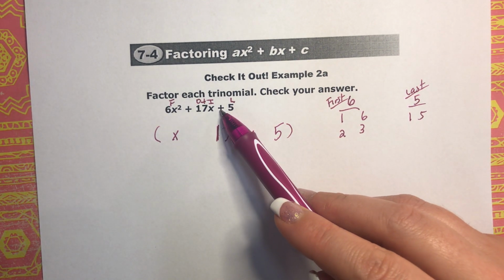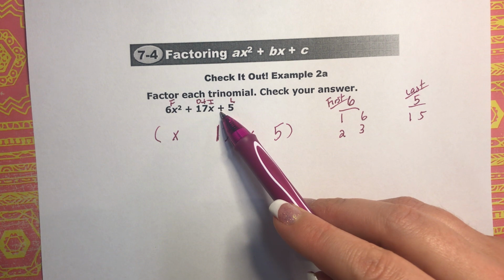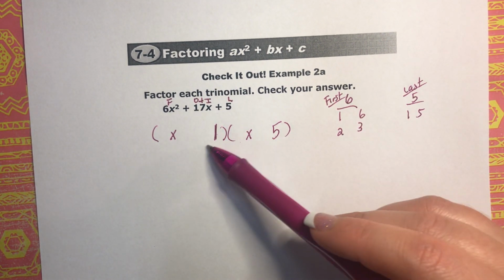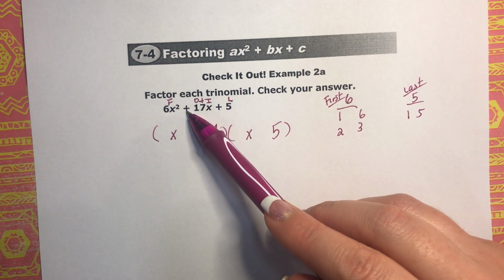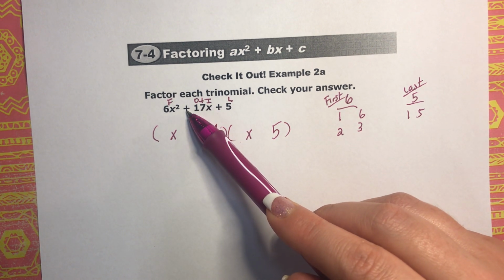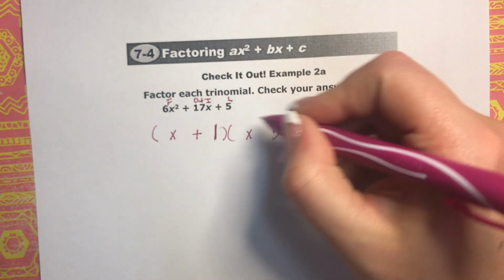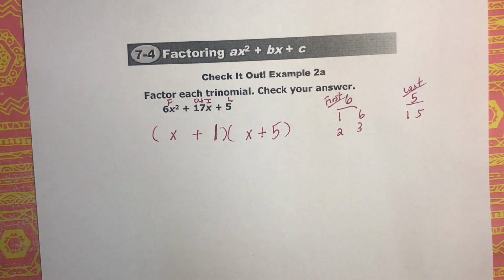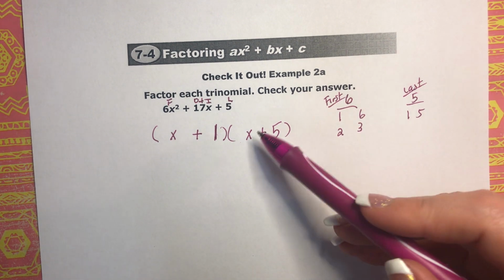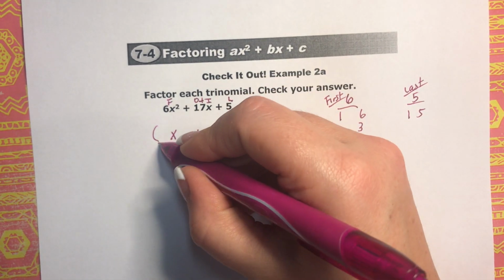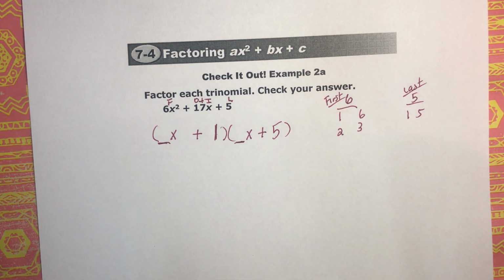Because it's positive, my signs are either going to have to both be positive or both be negative, right? But this is a positive, so the only way I can get a positive number is by adding 2 positives. So that means both are going to have to be positive, so I know my signs. I just need to figure out what number goes in front of x here and here, okay?